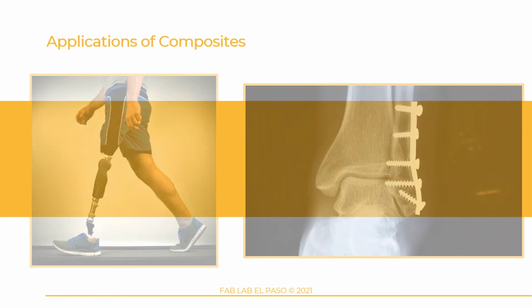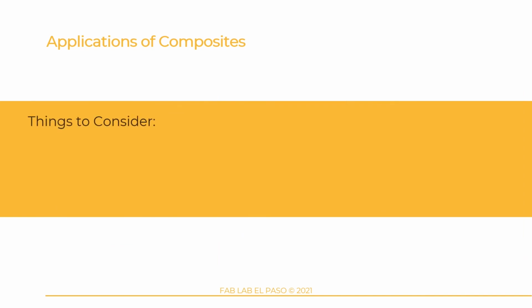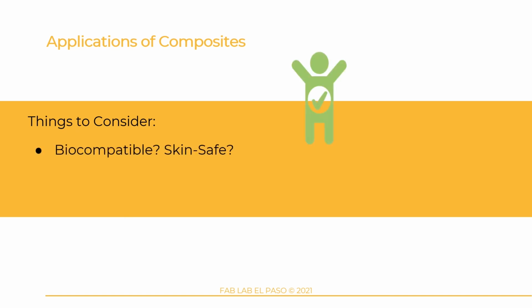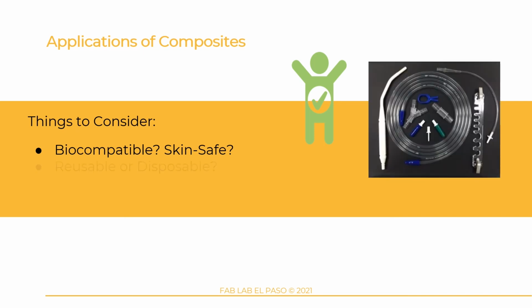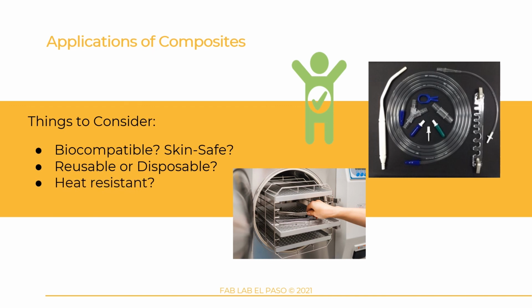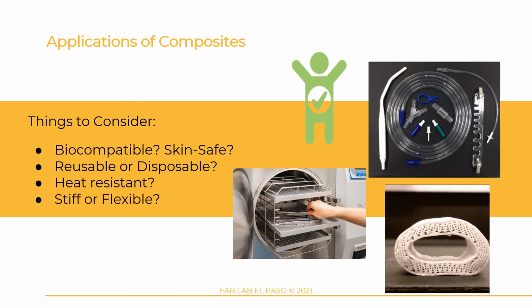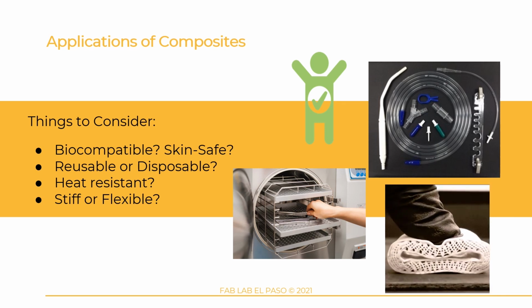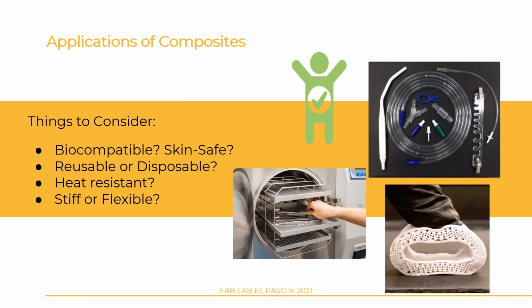Since there are countless options for composites, there are a few things to consider that may help you understand the type of composite material you may need for your product. You might want to ask, does this material need to be biocompatible or just skin safe? Is the product reusable or disposable? Does it need to be heat resistant to withstand steam sterilization? Should it be stiff or flexible? Questions like these will help you understand the type of material required for your product.